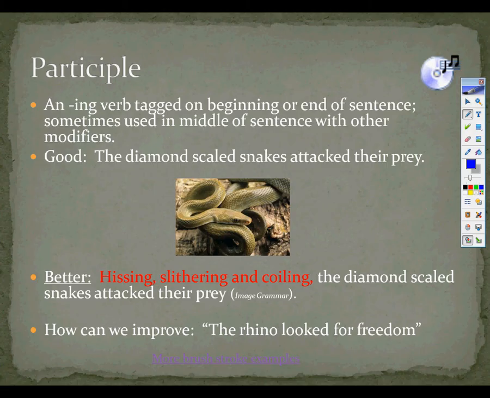And notice when I said that, I actually used a participle. Improve the sentence, adding a participle. Adding is a participle. Or I could have said it this way. Using a participle, improve the following sentence. The rhino looked for freedom. Using is a participle. So, pause the video for a second, write down your answer.